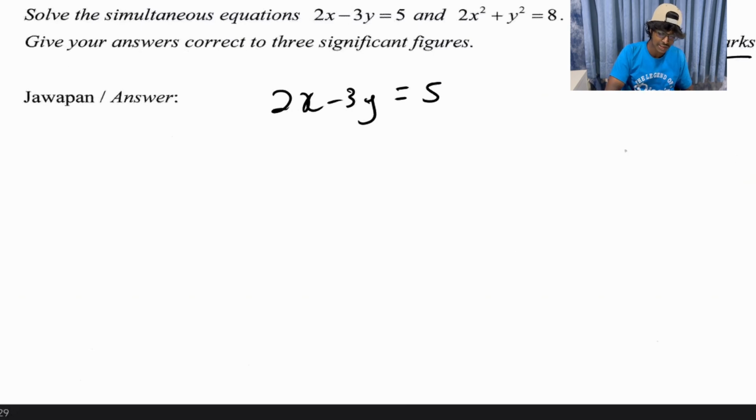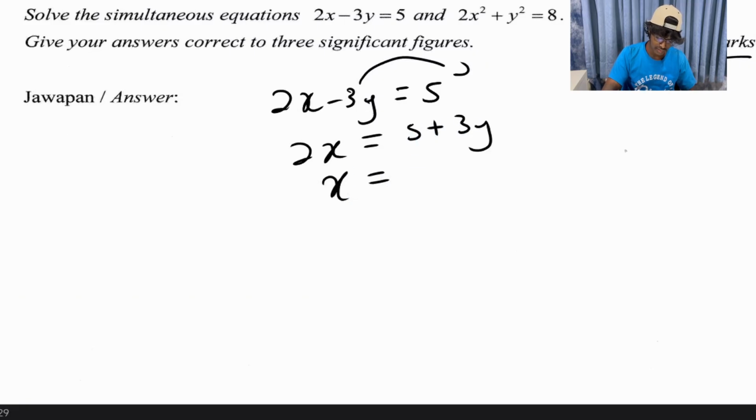So 2x minus 3y equals 5. What we do is we pick one. Okay, let's say x or y. I pick x. So we need to make x alone. So we take the 3y and we go over there. It will become 5 plus 3y. And then we can get x, which will become 5 plus 3y over 2. The reason is because the 2 will go down here, in case you don't know lah.